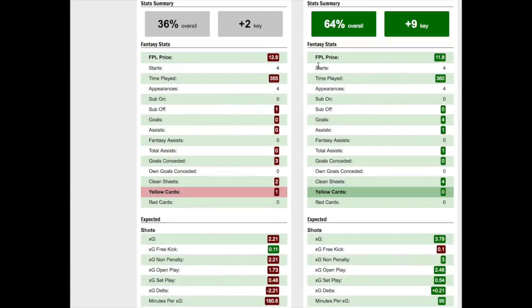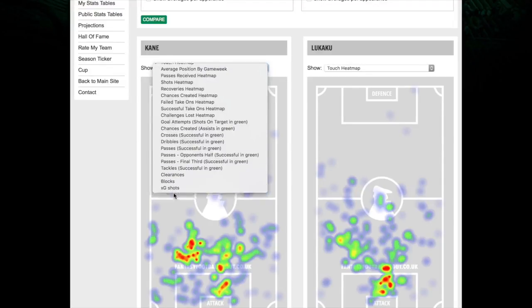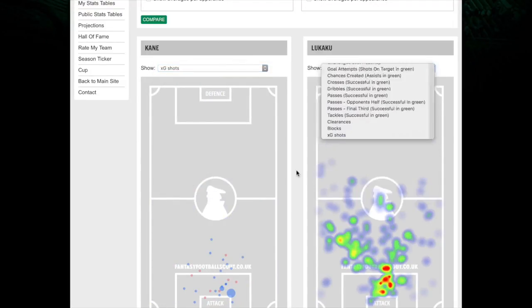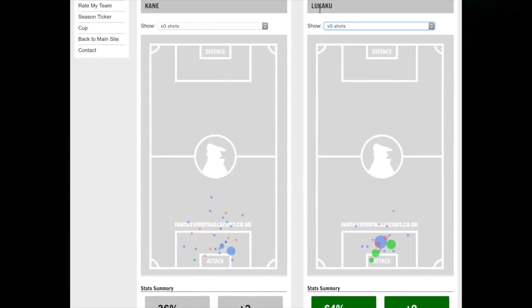But we've gone further than that. We've got maps, of course, up here. So why not map XG as well? So if we look at XG shots in our touch maps here, there we go. So this is an analysis of the chances that have come the way of Kane and Lukaku.